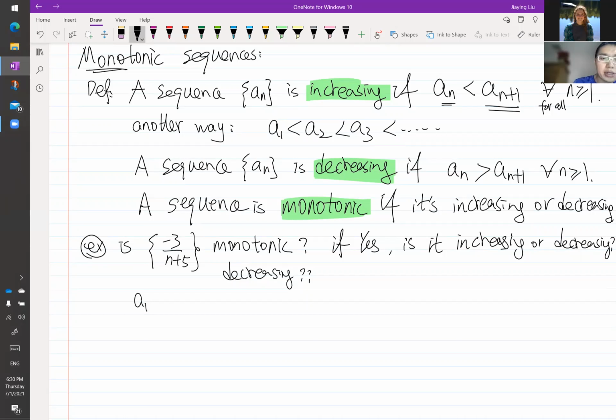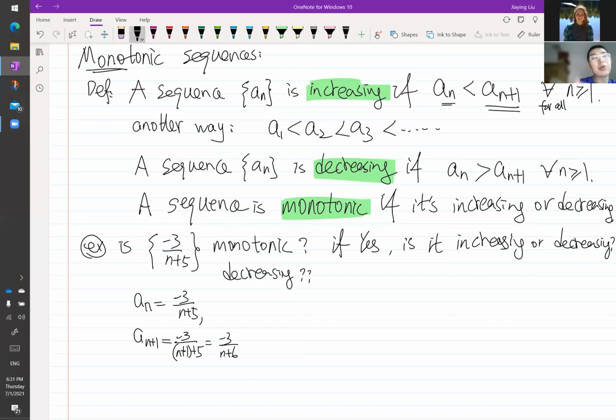So an is equal to, just by definition, -3 over n plus 5. And the an plus 1, if we just increase the n by 1, everything should stay the same, right? So that should be -3 over, instead of n, it's n plus 1 plus 5. I can write it as negative 3 over n plus 6. That's the term coming after an, right?